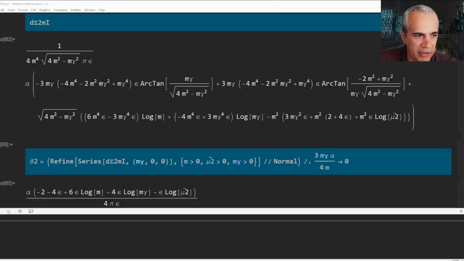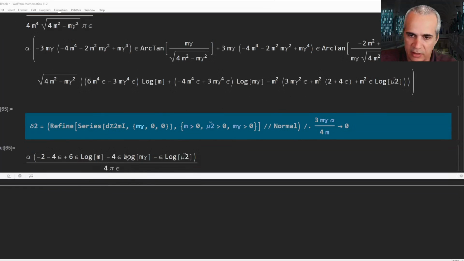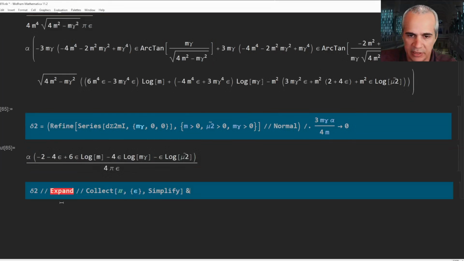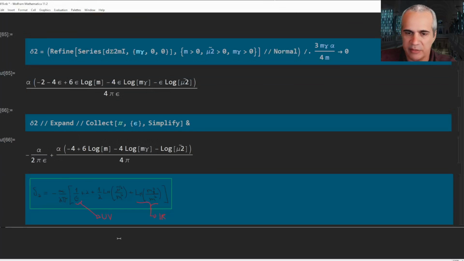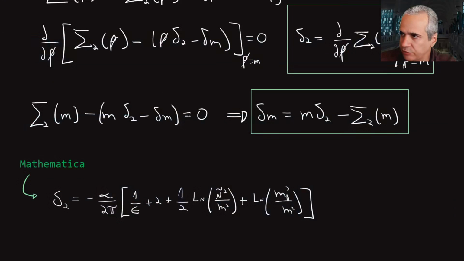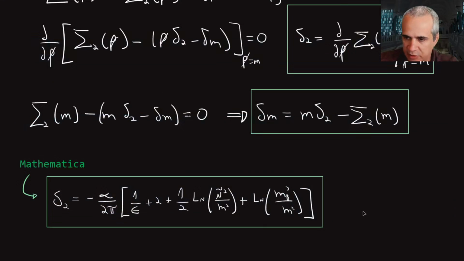And there it is. And if I want to take a look on how delta 2 looks, I can factor out this epsilon, right? I can just expand this expression and then collect for epsilon. And that looks better. And this is the expression we wanted, which then gives us this expression. So you see here the expression for delta 2. We found the first counter term, and both divergences are here.